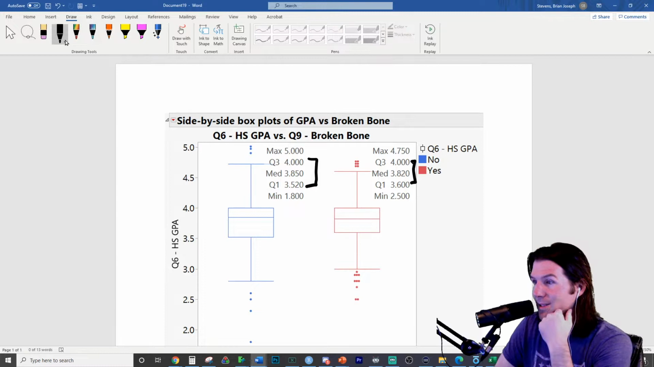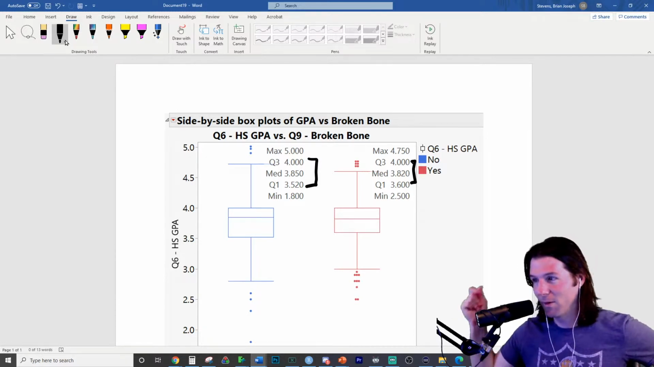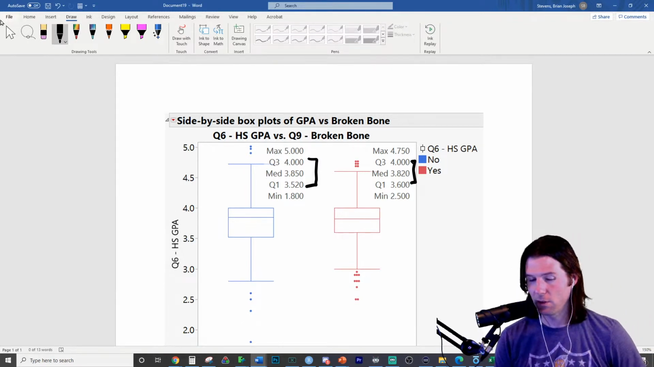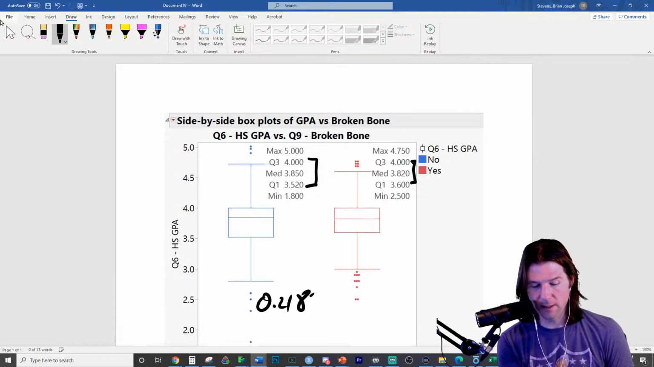So I need one of these IQRs to continue. I'm stuck. Just like I forgot how to make box plots for a second, I forgot how to find the IQR. You are right, Caitlin. Thank you so much, Caitlin. You know how to find the IQR. If we ask that question on the test, you will find it immediately. The IQR is 0.48 for this group. So this one has an IQR of 0.48, and this one has an IQR of 0.40.